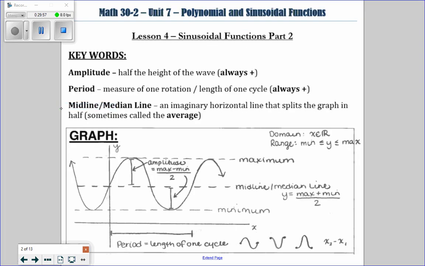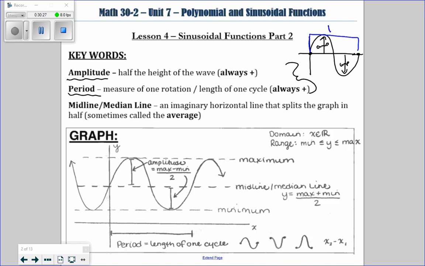So here's what we've talked about. We've talked about amplitude. We've talked about period. It's the length of one cycle. So if I put these two things together, here's my sine wave. This is the amplitude. This is the amplitude. The period is the length of one cycle.